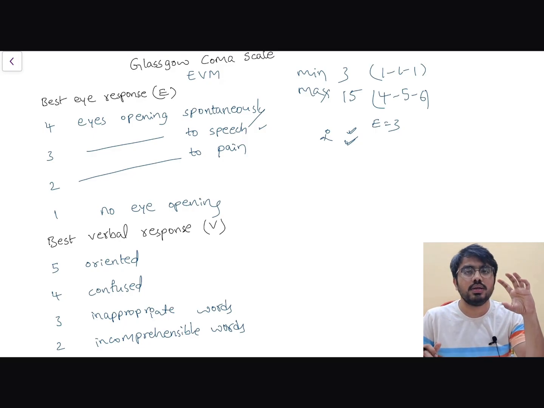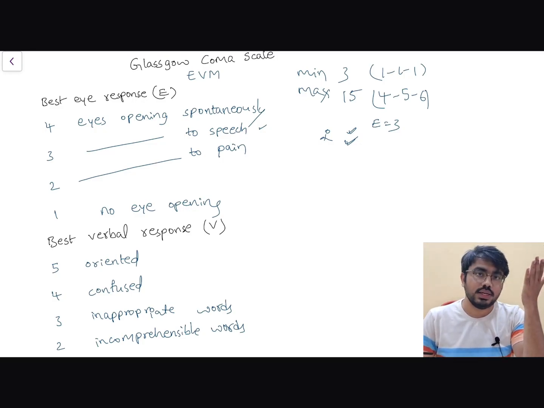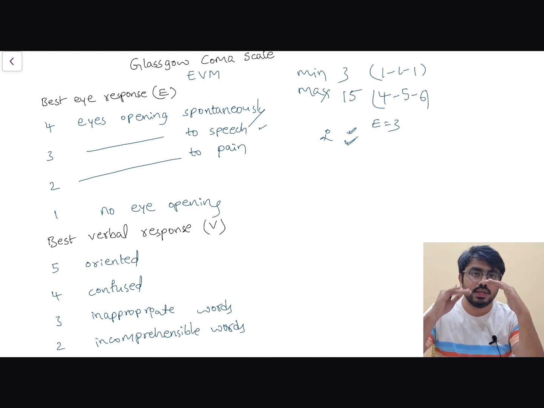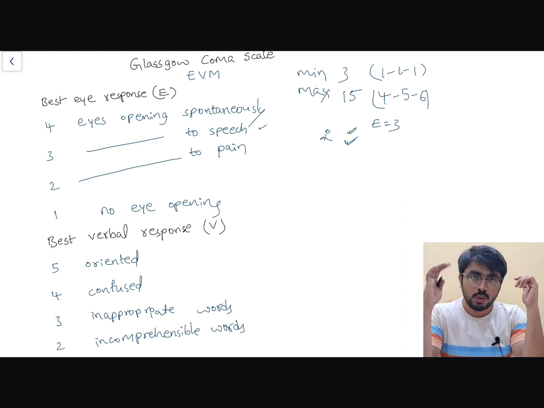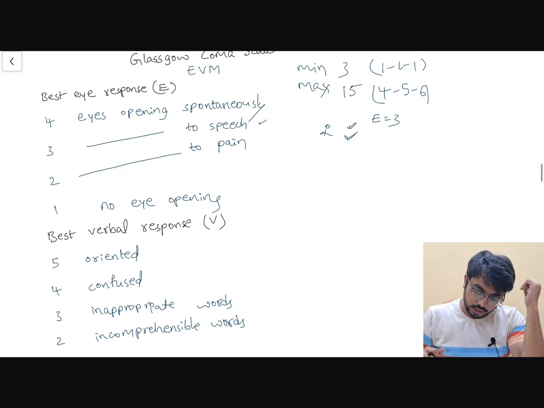Coming to motor is somewhat difficult. Why? Because if he obeys all the commands, then it has to be 6. If he is showing no response, then it has to be 1. Between that we have to remember some. Localizes to pain 5 and withdraws to pain 4. What is 3 and 2? 3 is flexion and 2 is extension.